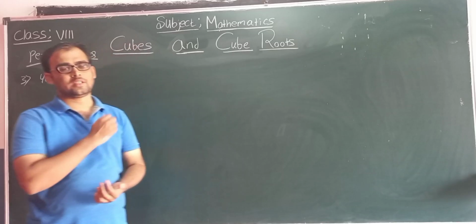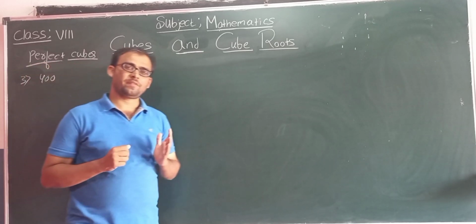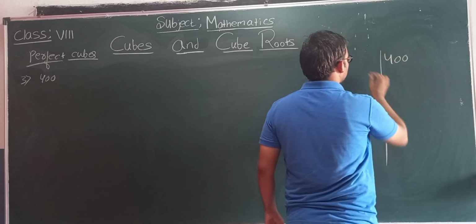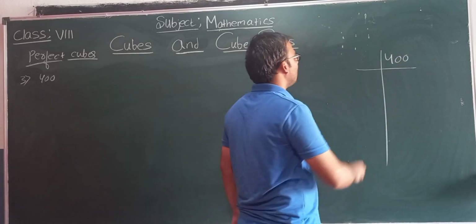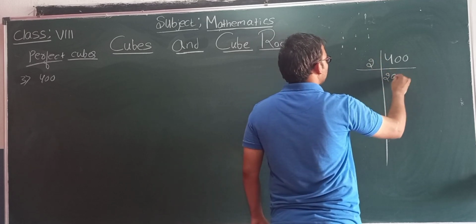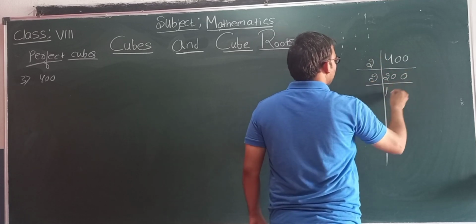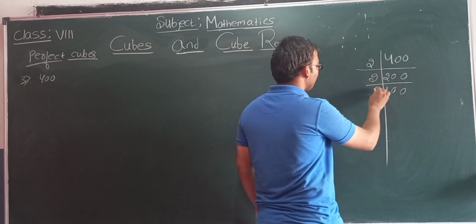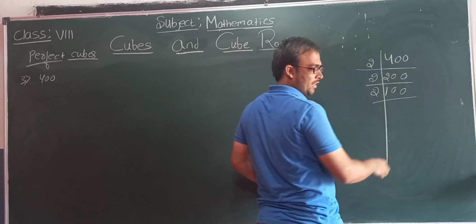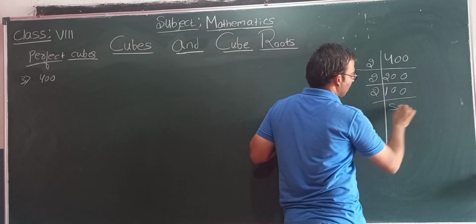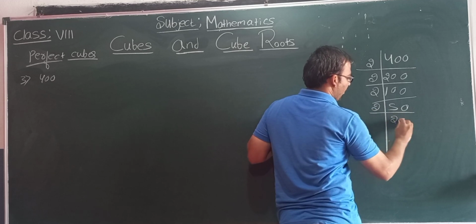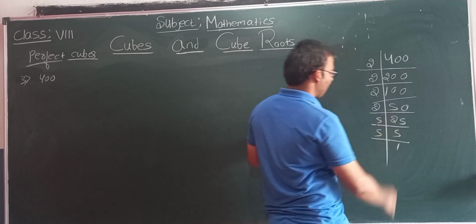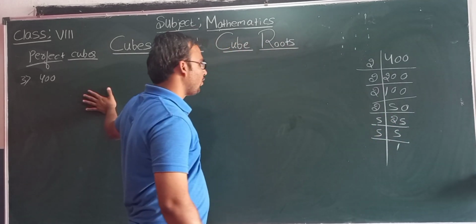Students, now we'll see whether the given number, 400, is a perfect cube or not. So we'll factorize this one. 2 2s are 4, 0 0. I hope you know how to factorize this. In a simple way, we do the LCM method of 400. So 2 5s are 10, 0. 2 2s are 4, 5 5s are 25, 5 1s are 5. So now we need to write the prime factors of 400.